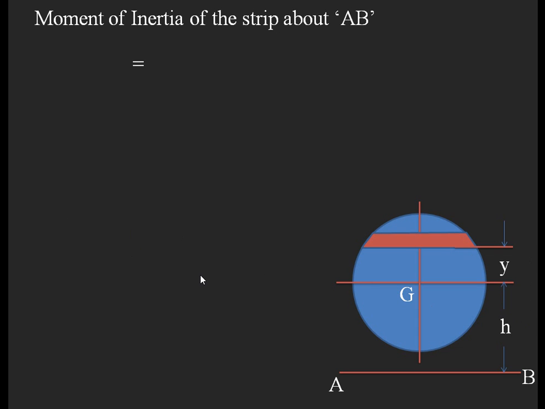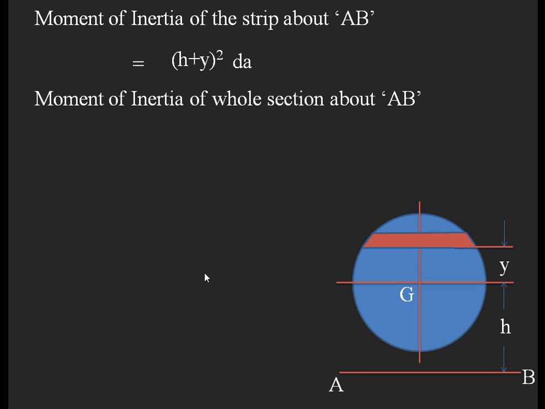So we write here (h plus y) whole square into dA. That is the moment of inertia of only this small elemental strip with reference to the AB line. Again, how can we write the moment of inertia of the whole section about AB? We need to apply the integration of (h plus y) whole square into dA.